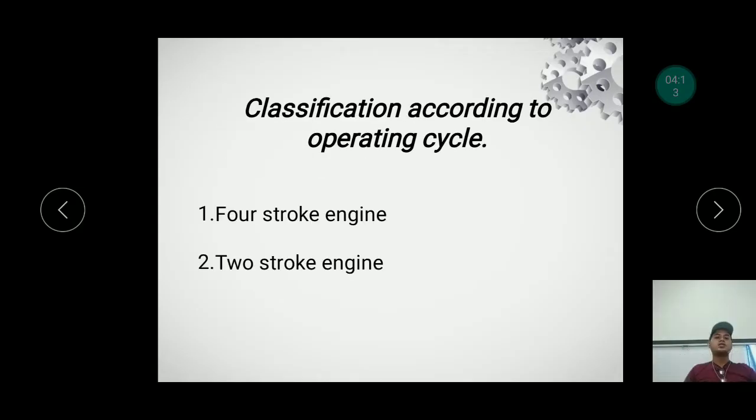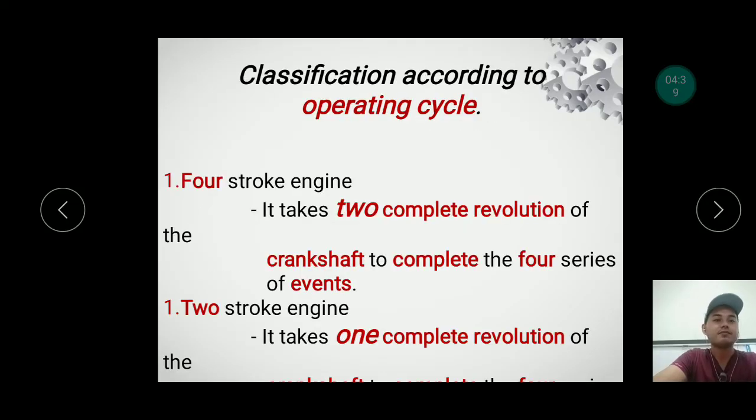For the classification according to operating cycle, we have the 4-stroke engine and the 2-stroke engine. The 4-stroke engine creates one power stroke in every 2 revolutions of the crankshaft, while the 2-stroke engine creates power or combustion every revolution of the crankshaft. It takes 2 complete revolutions. Okay, so as you can see.